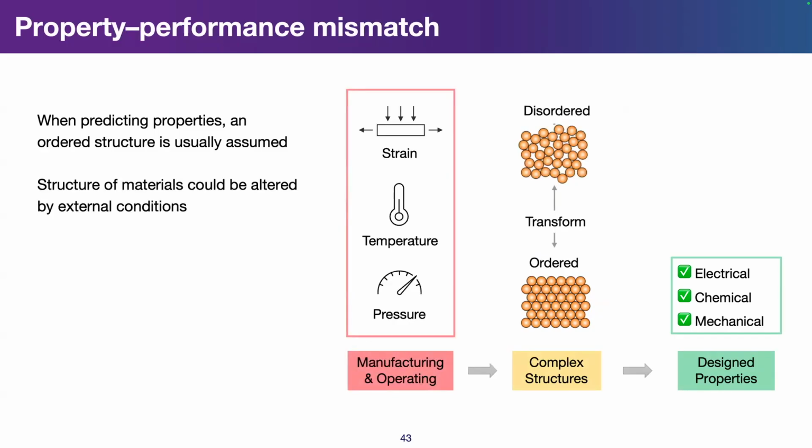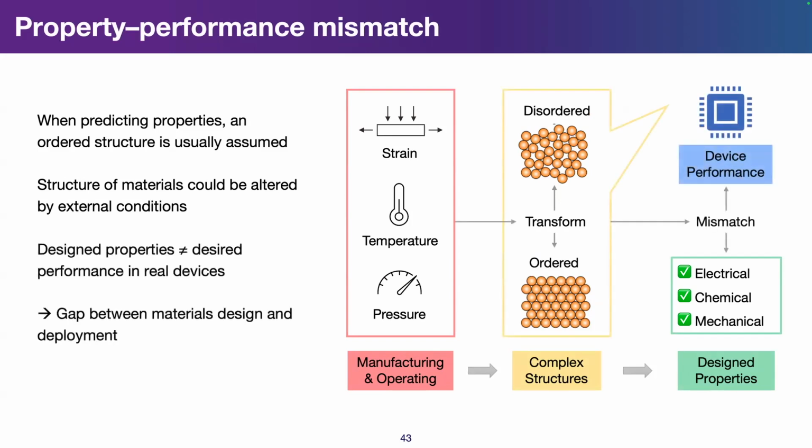However, real materials live in devices. And when we make the device, the manufacturing and operating conditions could induce a structural transformation of that material from ordered to disordered. Disordered materials have different properties. So a material that's designed to have a good property doesn't necessarily lead to good performance in a device. This creates a gap between materials design and practical deployment.